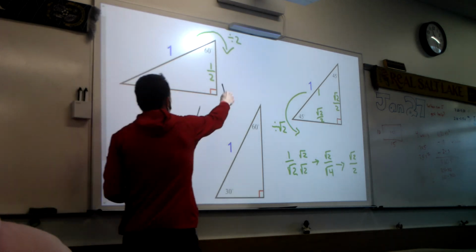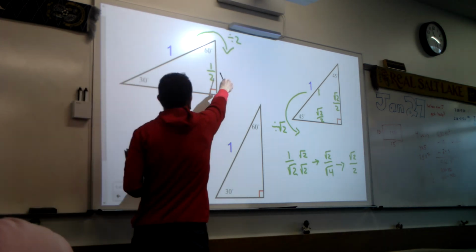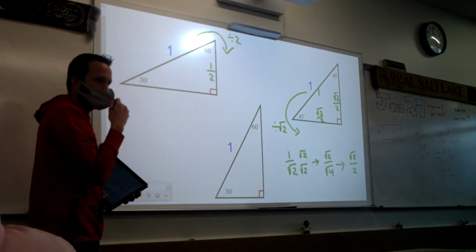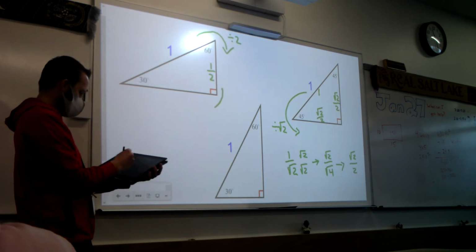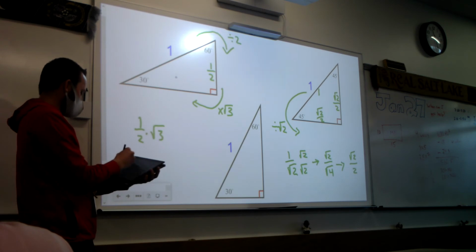How do we get from the short leg to the long leg from 1 half? What will this be? Yes, thanks, Jade. So if I do 1 half times the square root of 3, the square root of 3 just goes in the top, so this becomes square root of 3 over 2. And then the hypotenuse is just 1.